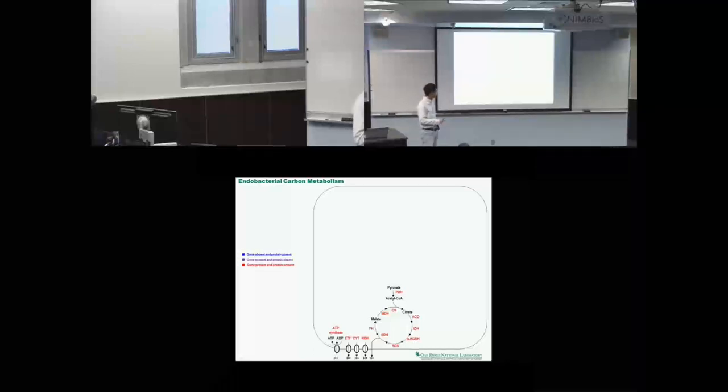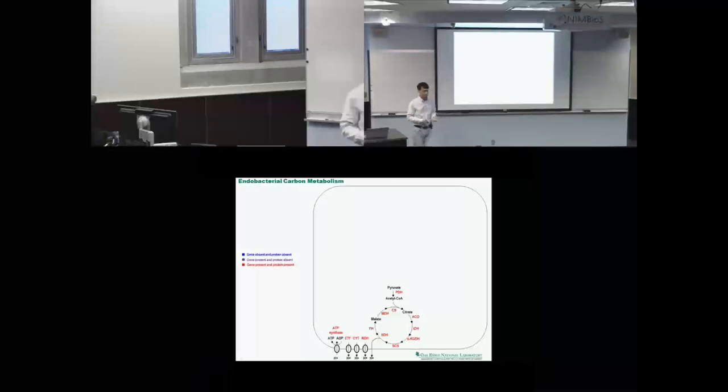So first, we identified a full TCA cycle and a full electron transport chain inside the endobacteria. That means the endobacteria is independent from the host for all these intermediates and also for ATP production. To carry out all these reactions, you need a source for the acetyl-CoA. So what's the most obvious source? I mentioned earlier that glucose is provided in the media, right? Of course, glycolysis.